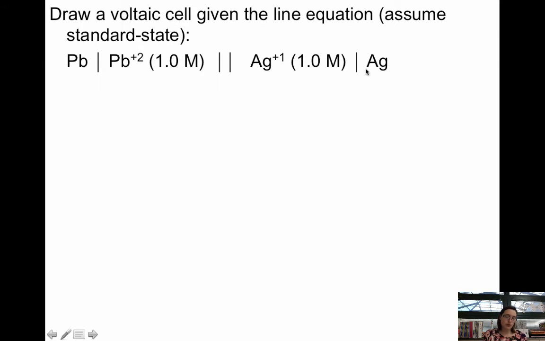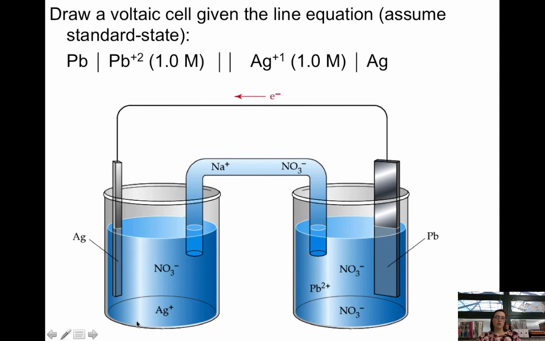So as you go through, we're going to go through the checklist. So first thing you need to do is draw a beaker for each reaction. So we can draw a beaker for the anode, we can draw a beaker for the cathode. Then we want to draw an electrode for each. So what that means is we're going to draw a piece of lead in the anode beaker. We're going to draw a piece of silver in the cathode beaker. Then we need to connect those electrodes with a wire, and we need to show the electron flow. And then we want to make sure that we show the salt bridge. So this is what we have.